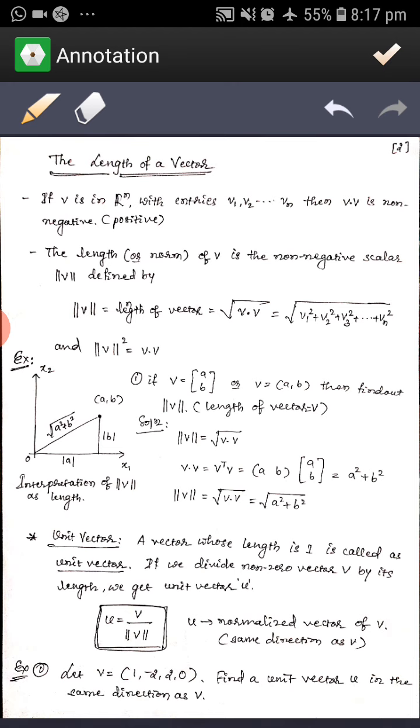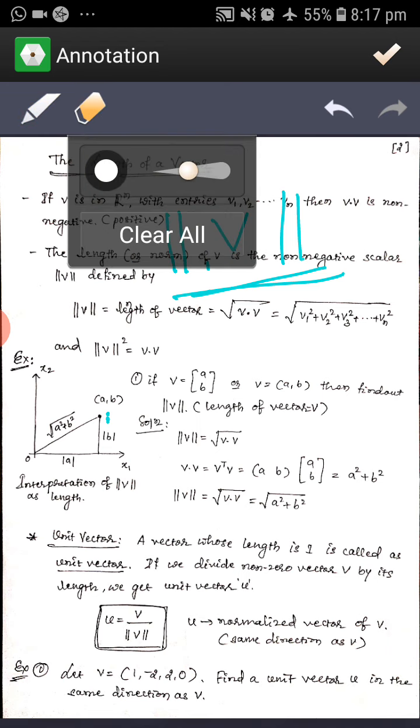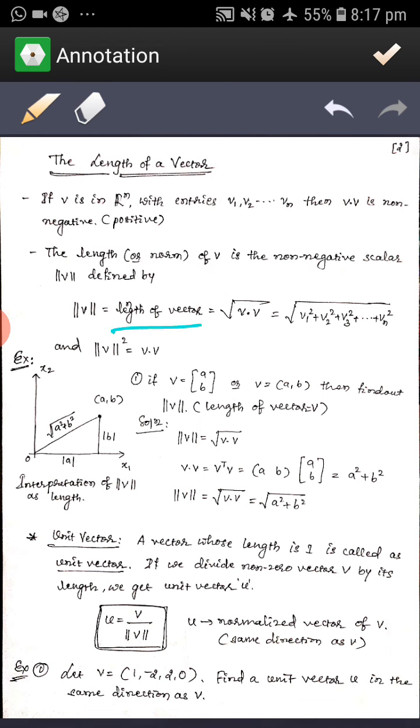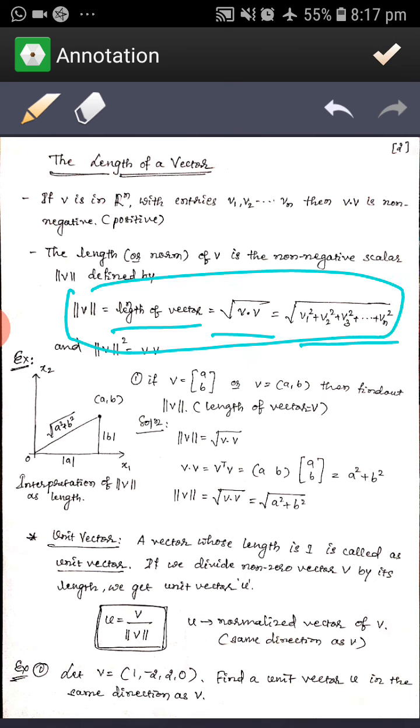Now the length of the vector. Suppose v is a vector, then the length of the vector we represent with double bars, that is the magnitude. It is given by the square root of v dot v, the square root of the inner product of the same vector. That is nothing but the square root of v1 square plus v2 square plus v3 square plus like that up to vn square. This we need to keep in mind.